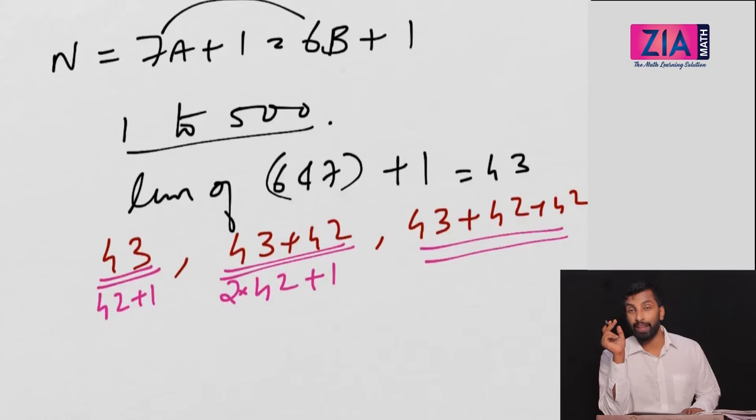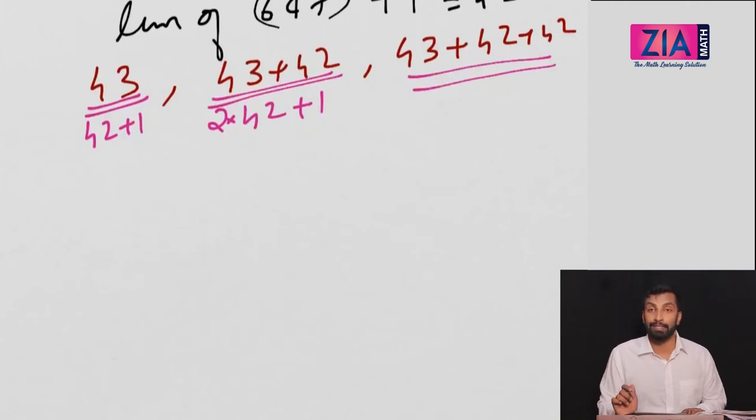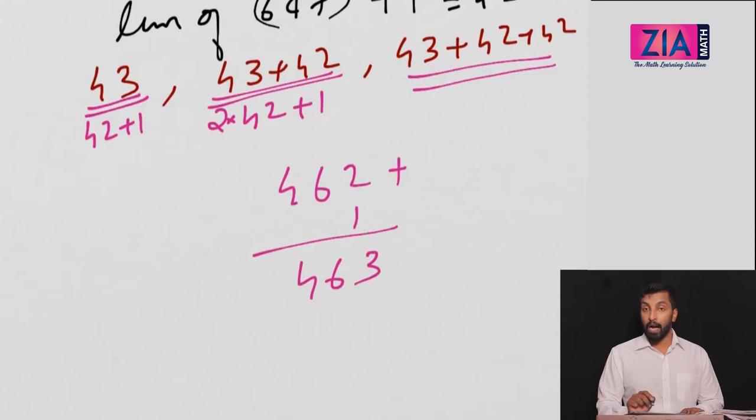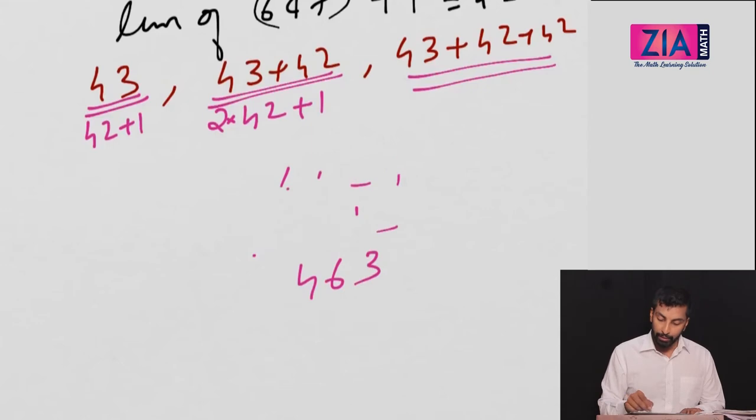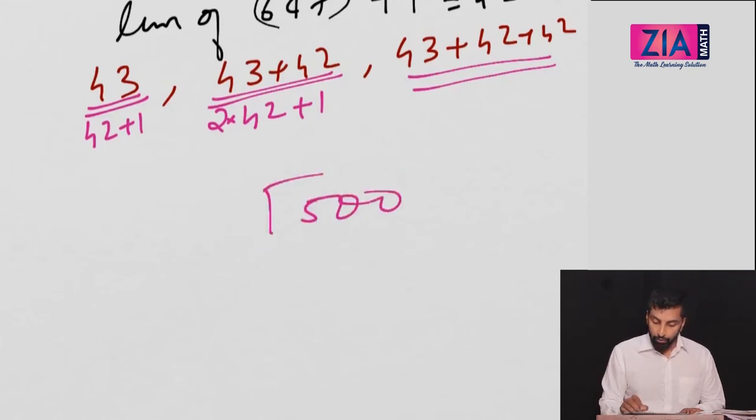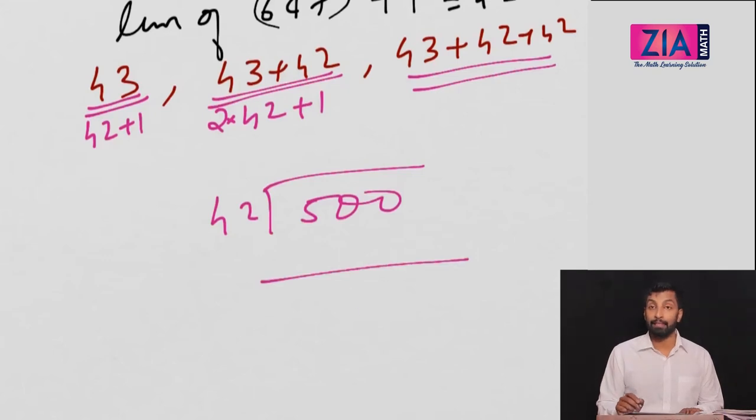So what we need to do is find the nearest multiple of 42 less than 500, plus 1. And what is the nearest multiple of 42 less than 500? That is 462, plus 1 is 463. How did I get 462? Because 420 is a multiple that I know easily. Next, add 42 again, 462. Otherwise, you can divide 500 by 42 and see what the remainder is. You will get remainder 38.